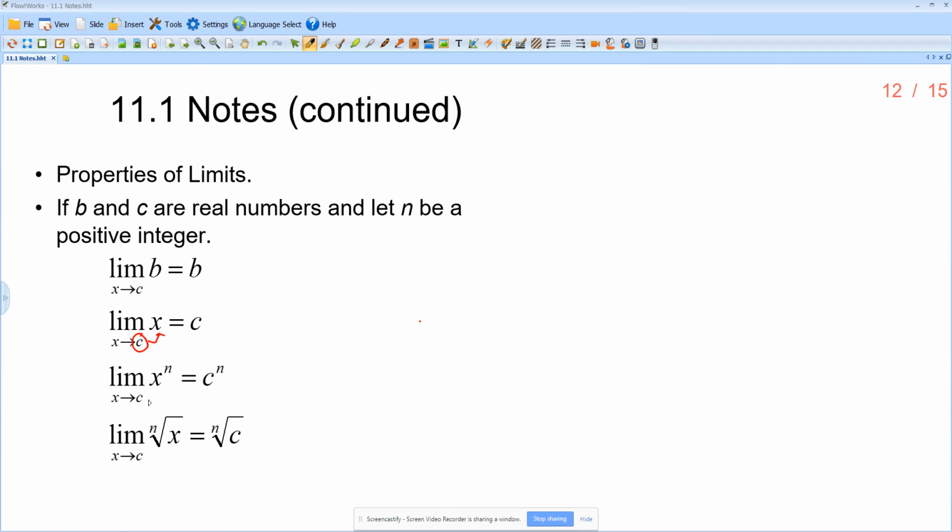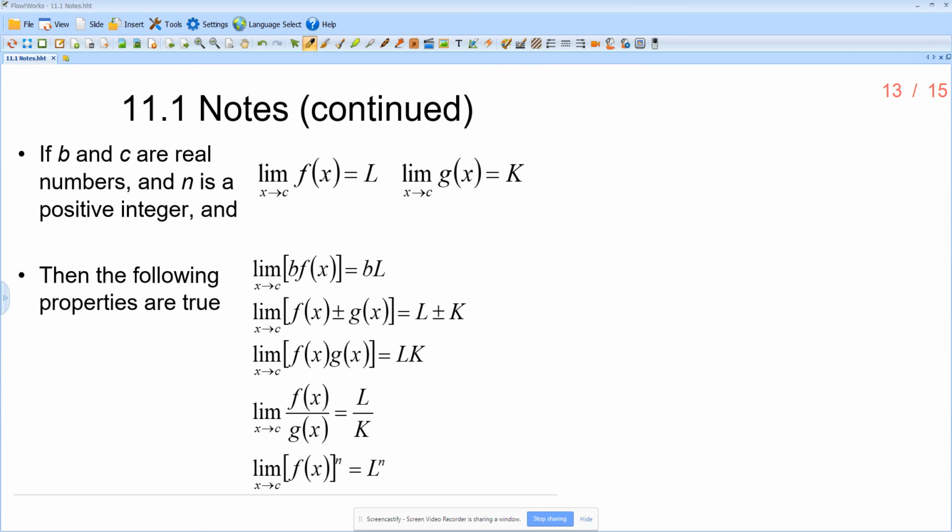The limit as x goes to c of x to the power of n, where n must be a positive integer, is c to the n. And you can see that again just by substituting in. And the limit as x goes to c of the nth root of x, where again, n must be a positive integer, so we're talking about square root, cubic root, fourth root, fifth root, and so on, is equal to the nth root of c. Again, just substituting that in.